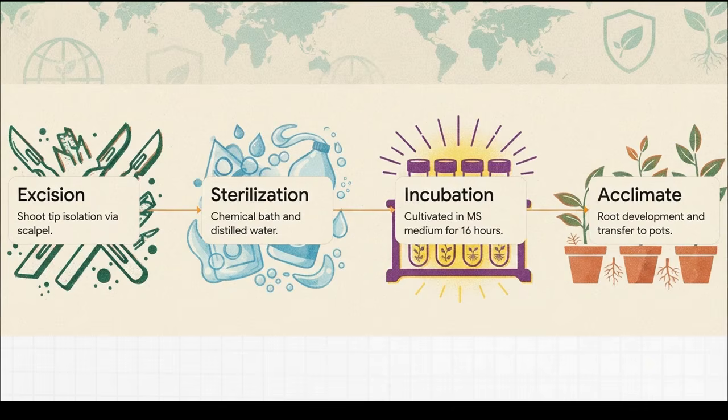Step 3 is incubation, where that 0.1 millimeter speck is cultivated in an MS nutrient medium for 16 hours under fluorescent light. And finally, step 4 is acclimatization, where adventitious roots develop right there in the tube, and the young plant is safely transferred out into a standard pot.